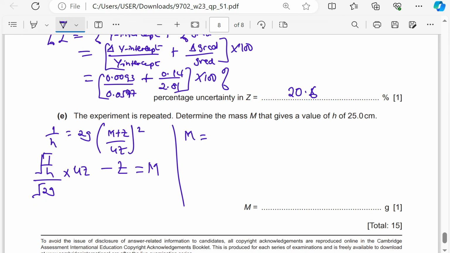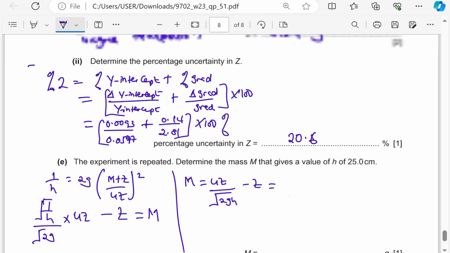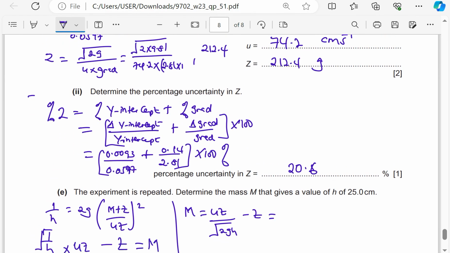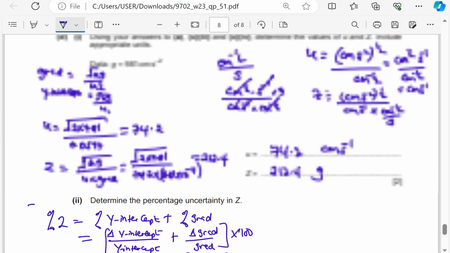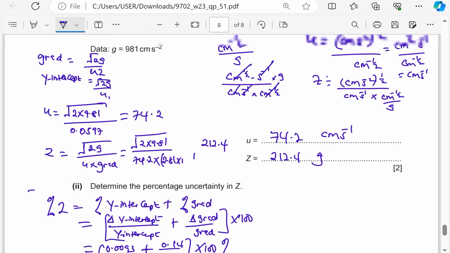So I'm making m the subject. m is going to be uz divided by, because root of 1 is 1, so the other one goes into the denominator, root of 2gh, then minus z. So I'll just take in the values of u, which is 74.2, z, which is 212.4, then divide by the square root of 2 times g, which is 9.81. Is it 9.8? Yes.